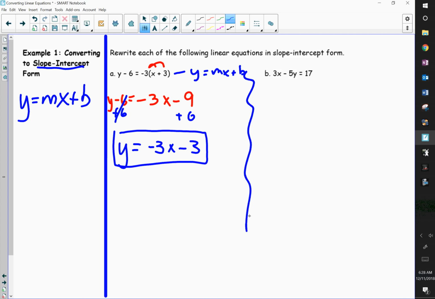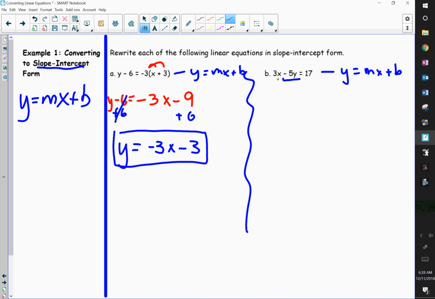The second example, you're given an equation in standard form, and you have to write it out in slope-intercept form. The goal is still the same. You want it to be y equals. This one's a few more steps. So in this problem, you're just going to solve for the y variable. You want to get the y all by itself on the left-hand side.